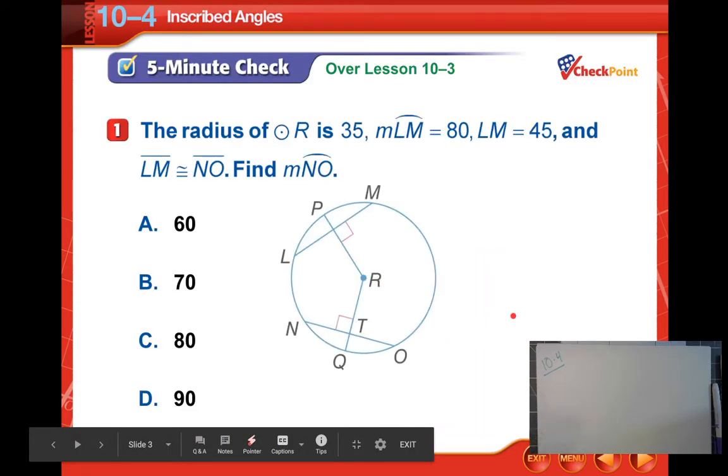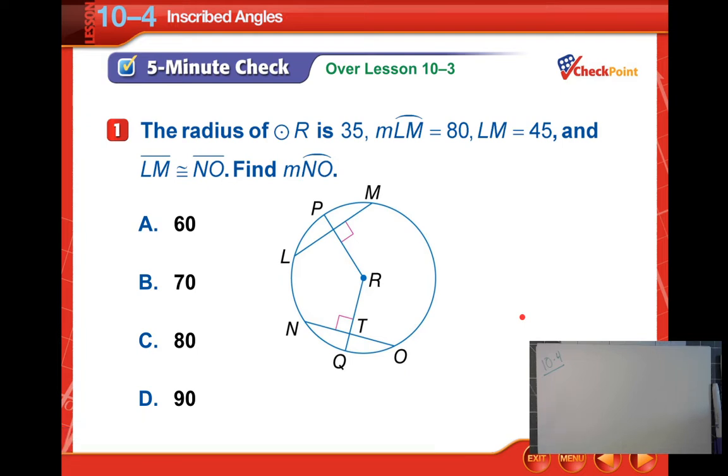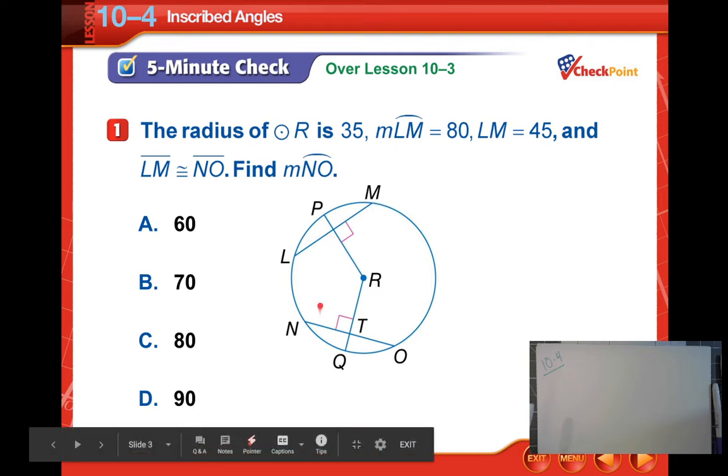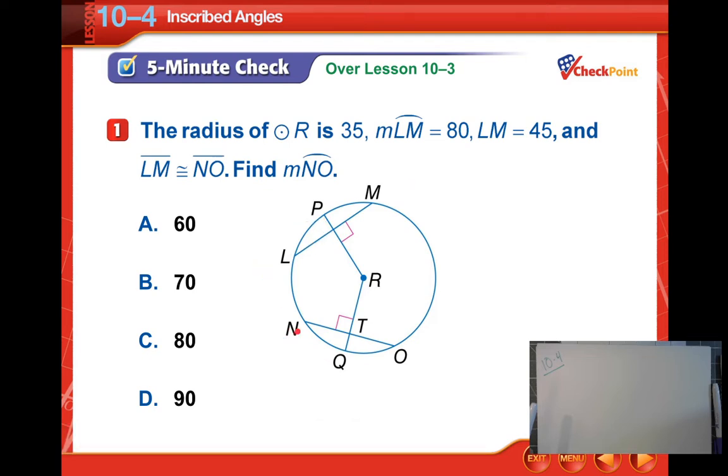So we have a circle with a radius r of 35. The radius, so P to R, is 35. L to M is 80. LM, this line right here, is 45, and LM and NO match. So find the measure of N to O. Since we know these lines match, we know that those arcs match as well. So that means this should be 80 as well.